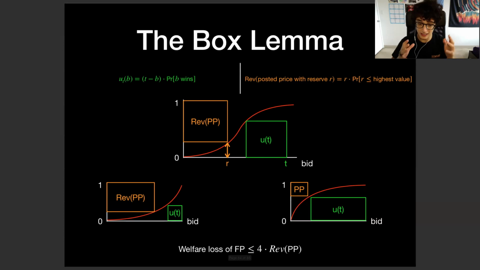In putting this duality together, we are actually able to show that the welfare loss of the first price auction is at most 4 times the revenue of the posted price mechanism. And this is the upper bound we need to make the whole dream happen.